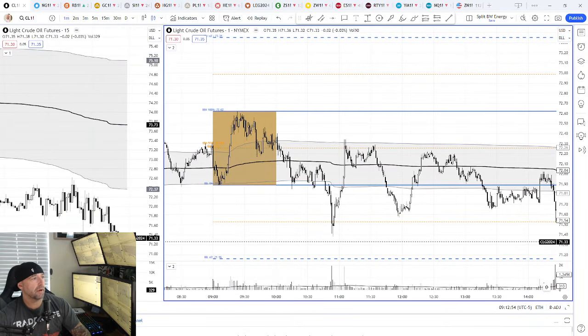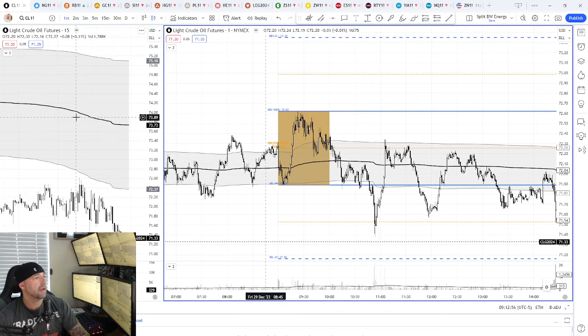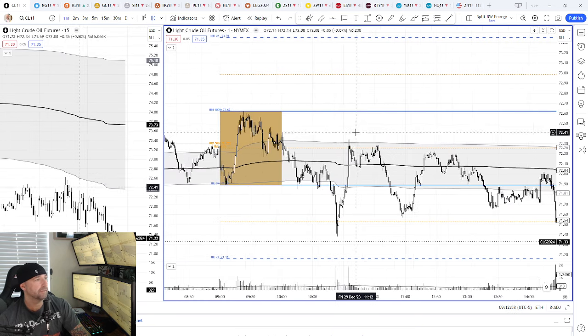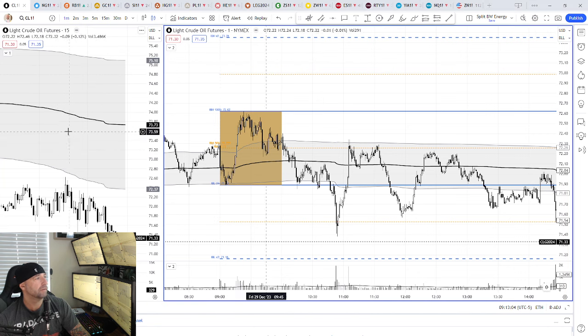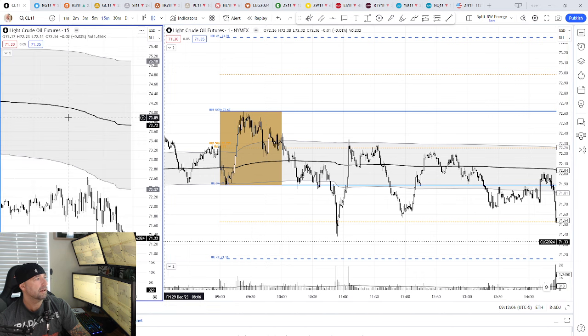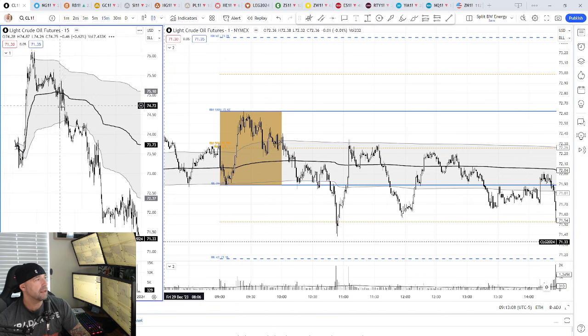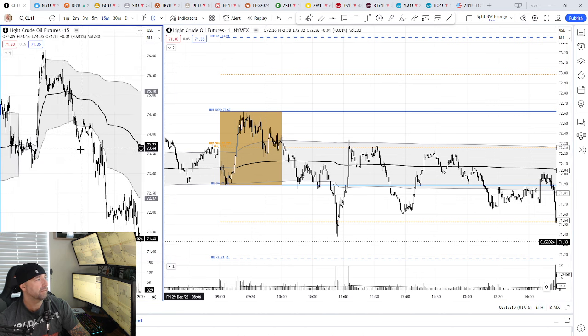All right, this first chart we're going to look at is oil. I'm going to explain to you what you're looking at here. On the left side, we have a 15-minute chart. On the right side, we have a 1-minute chart. On the left side, this is a weekly VWAP. We're looking at oil.